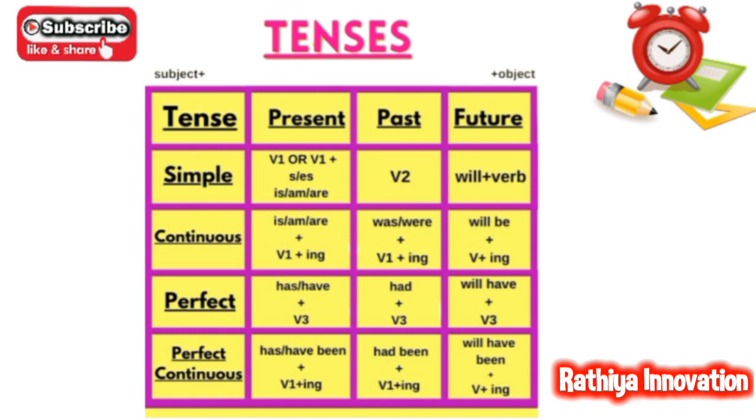Another important thing is, when we use a singular pronoun in a sentence like he, she, it, we add s or es to the first form of verb. It is just for simple present tense. For plural forms like we, you, they, there is no need to add s or es to the first form of verb. It is only for simple present tense.